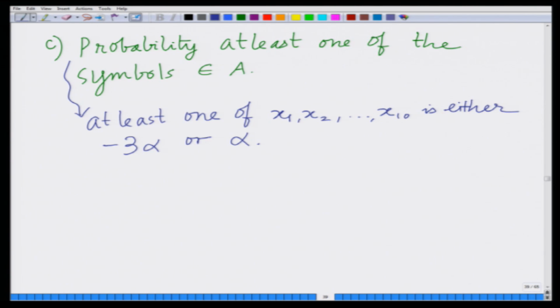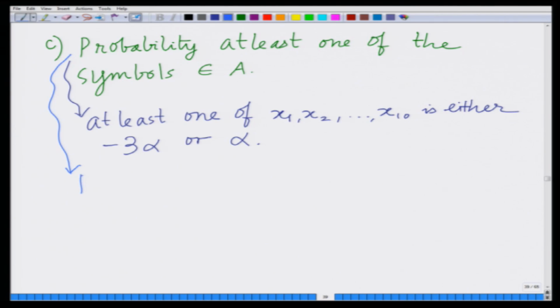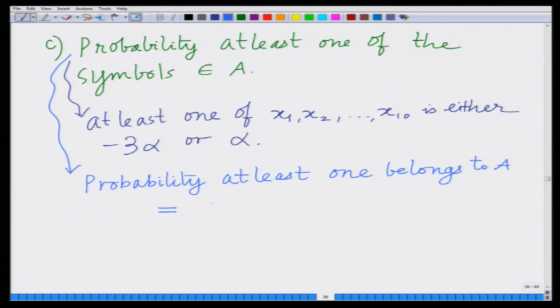This probability is also very simple. The probability that at least one belongs to A is basically 1 minus the probability that none of them belong to A. And we have already computed in the previous part the probability that none of them belong to A, and therefore, the probability that at least one belongs to A equals 1 minus the probability that none of them belong to A, which is equal to 1 minus 5 by 8 raised to the power of 10, and it is very simple, right.